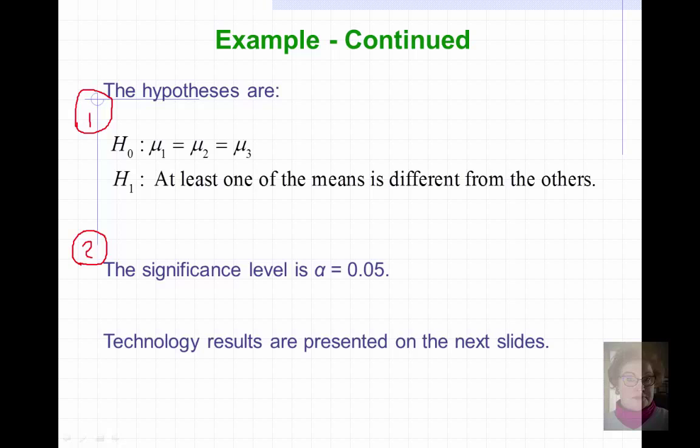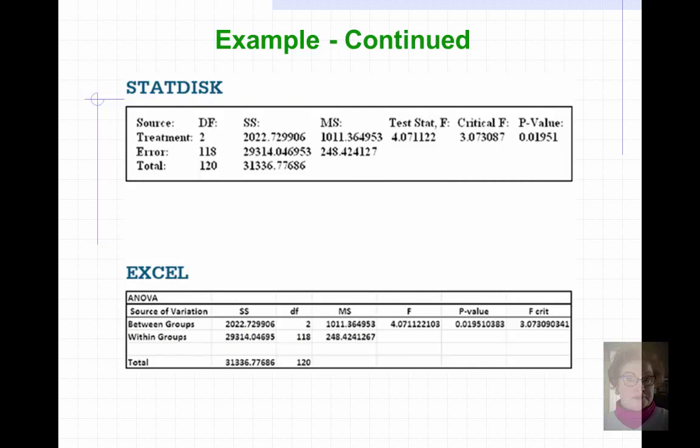And these are the outputs that we would get from StatDisk, from Excel. I want to talk about these just a little bit, in that our test statistic is the same. Our p-value is the same. And these also show our critical F. That would be the number we would find from the table that would be the boundary of our rejection region. StatCrunch doesn't give us that, but we don't need it if we have the p-value.